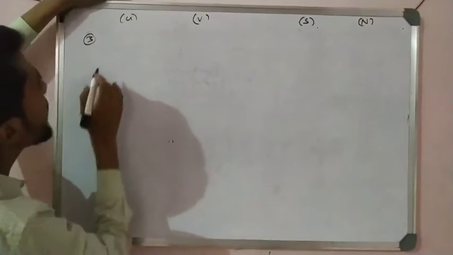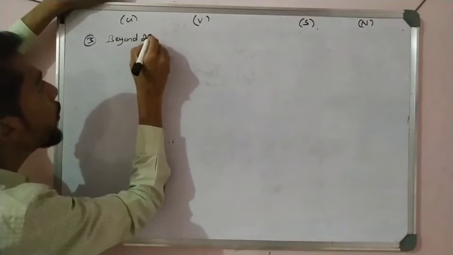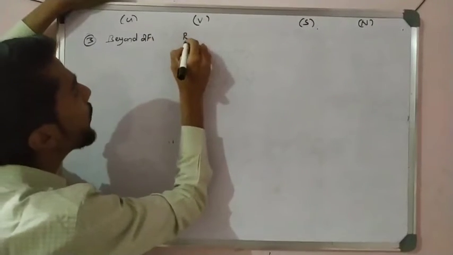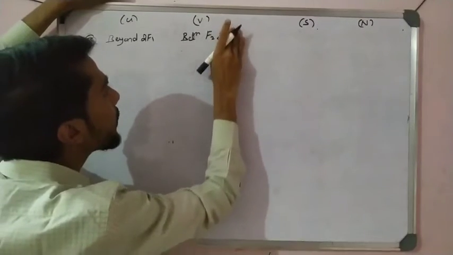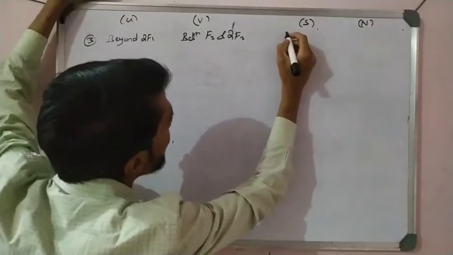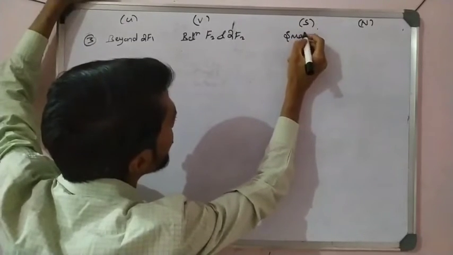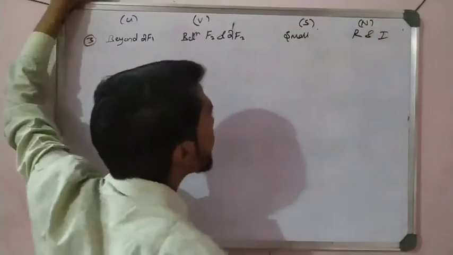So what is case number 3 here? The object is beyond 2F1. So where is the image? Between F2 and 2F2. What is the image here? The image is small, and what is the nature? Real and inverted.